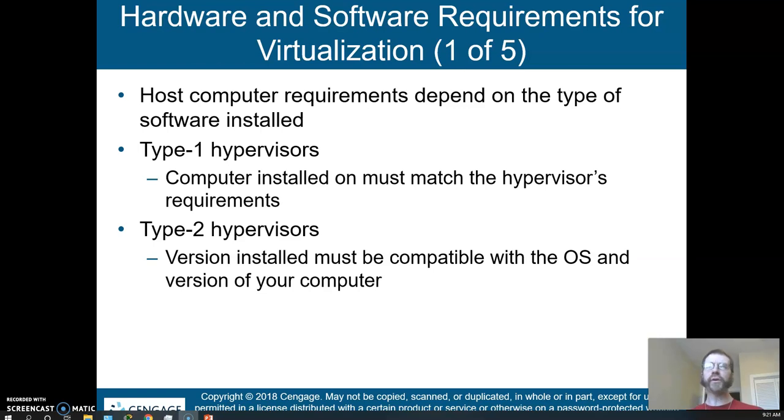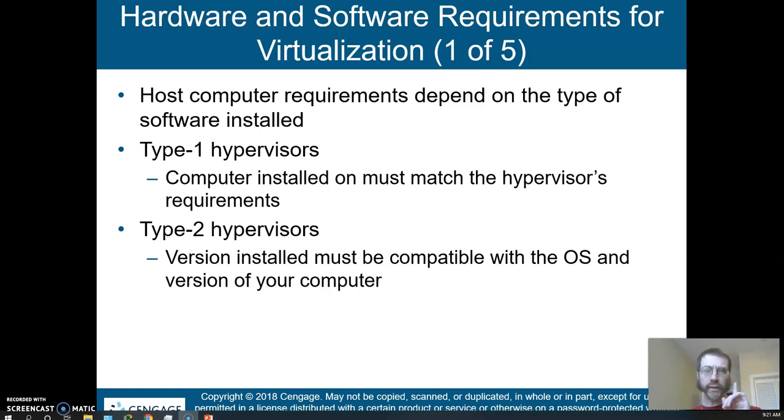So, talking about our host computer requirements, a lot of that depends on the type of software that is installed and the kind of systems we're supporting, so systems we're virtualizing. With Type 1 hypervisors, you have to really pay attention to the hypervisor requirements to make sure that the physical platform for that bare metal hypervisor is appropriate to what you're deploying. With Type 2, all you have to do is make sure that the version and the OS are compatible with the computer you're going to install them on.